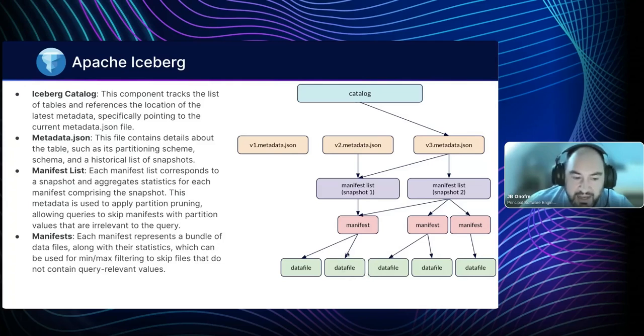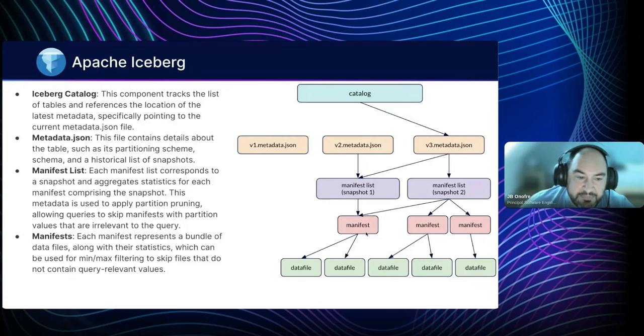On top of that, you have a manifest. A manifest represents a bundle of data files. So it's not only the location of the data files, but also a lot of statistics about the data files. For instance, you can use these statistics to filter and skip some files if they do not contain any data that are relevant to your queries. So the manifest is really the location of the data files plus statistics.